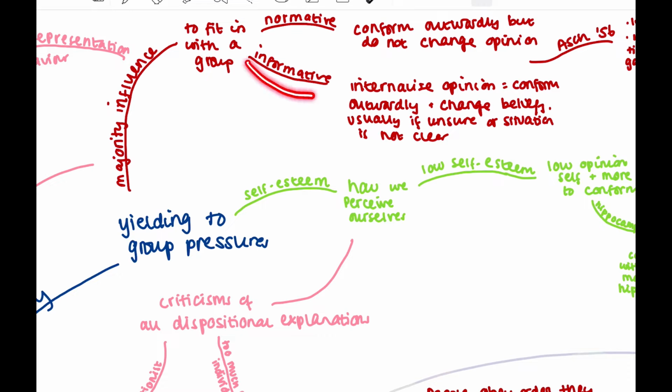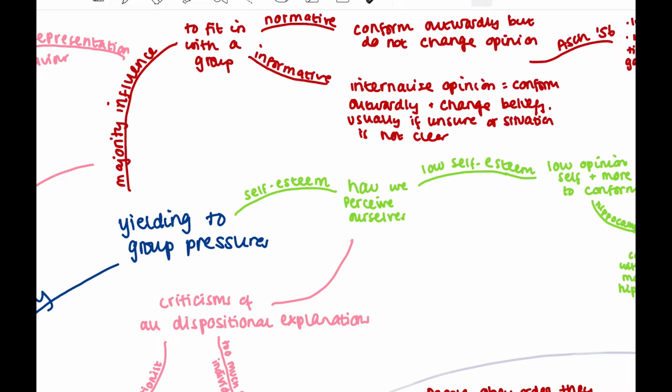The opposite to that is informative majority influence. So this is where you internalise the opinion. That means that you take the opinion of the group and you believe that to be true as well. So you're conforming both outwardly in your behaviour and also inwardly in your beliefs. Informative social influence or majority influence is common in situations where you're not sure or it's not clear what the correct answer is or what the correct behaviour is. So that's when you're most likely to see informative majority influence.